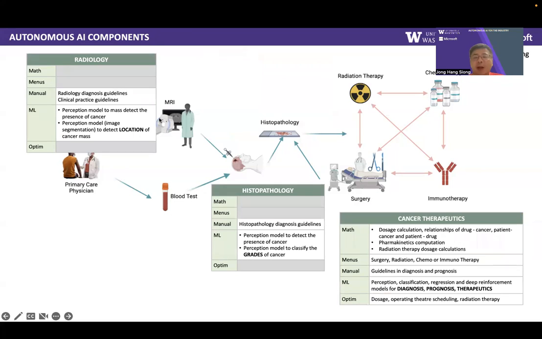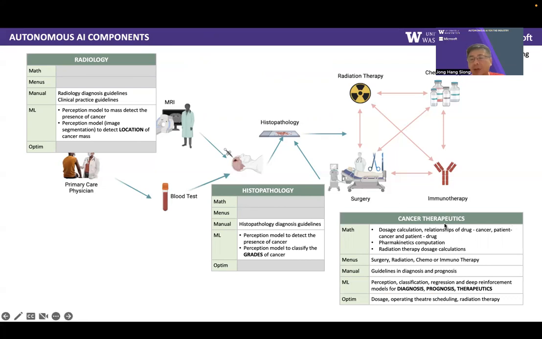So these are the AI components of my AI brain. For histopathology and radiology, you could build two perception models. One is to detect whether or not there is cancer, and this can help the physicians to do a mass screening to pick up only the relevant images for further evaluation, such as to find the location of the cancer and also to grade the cancer according to its progression.